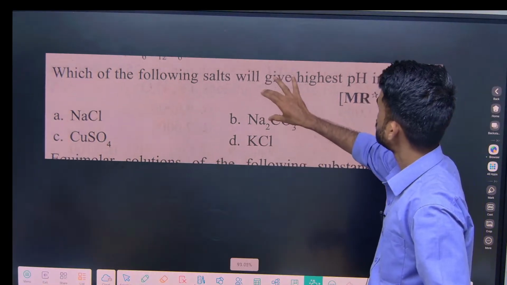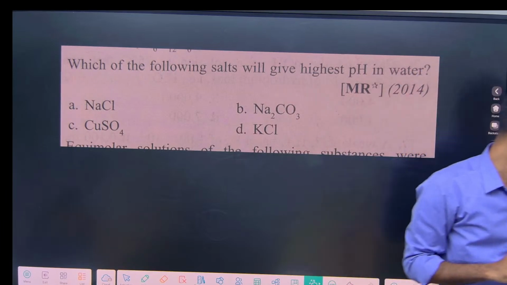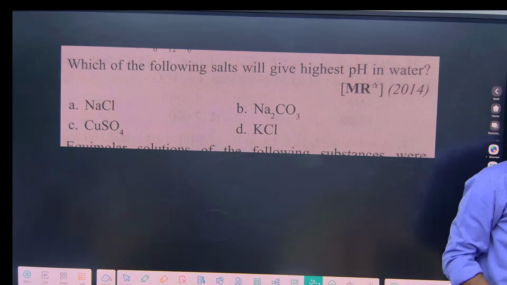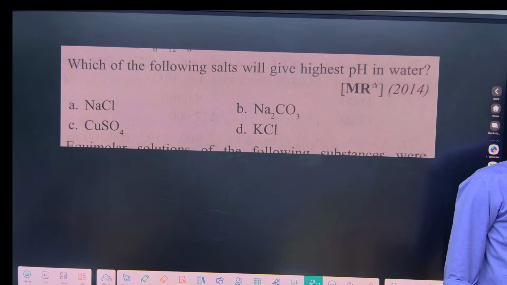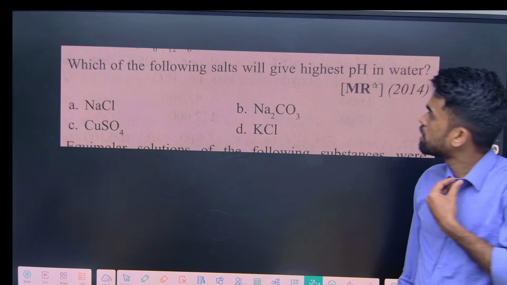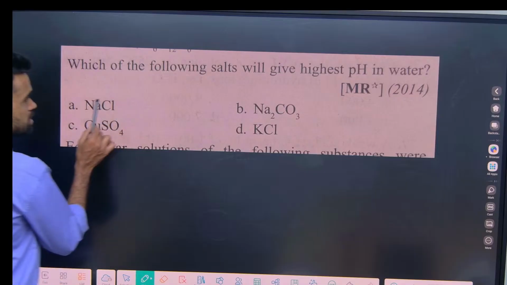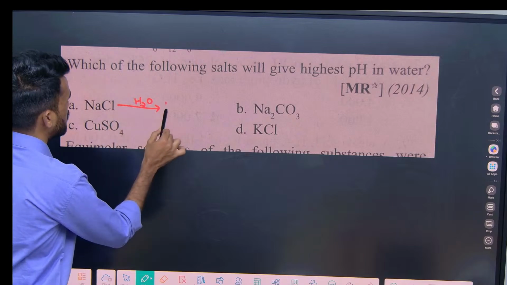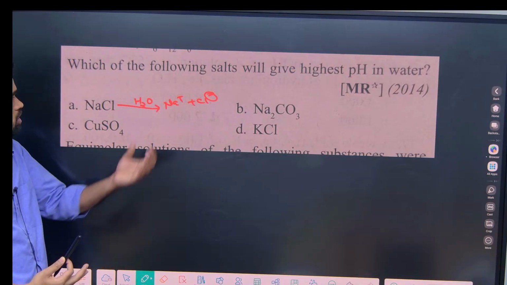Tell me again, which of the following salts will give the highest pH in water? It is also easy. So see, these are the salts they are talking about, and you just place them in the water. What happens? We are going to get Na plus and Cl minus ions, because it's a strong electrolyte. It will give this thing only.